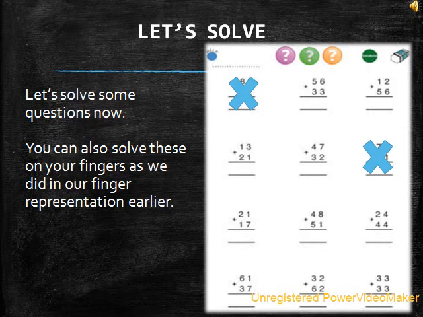We will now solve it from the rightmost side. In addition and subtraction both, we start from the right hand side. So we will solve 6 plus 3. You can count it on your fingers as well. 6 plus 3 equals 9. Then what is 5 plus 3? 5 plus 3 is 8. So the answer comes out to be 89.